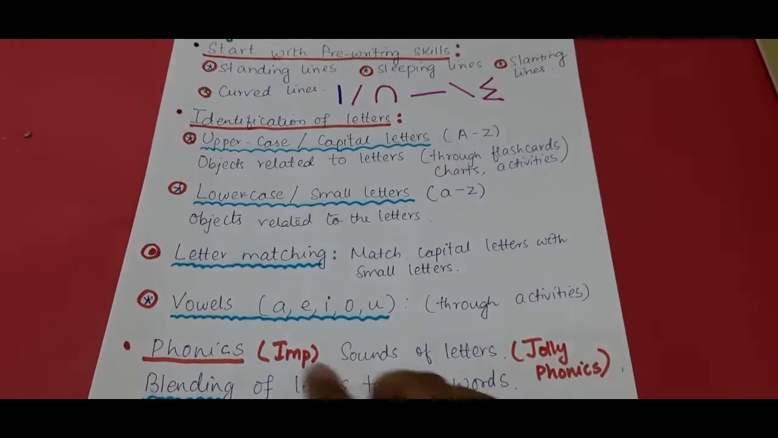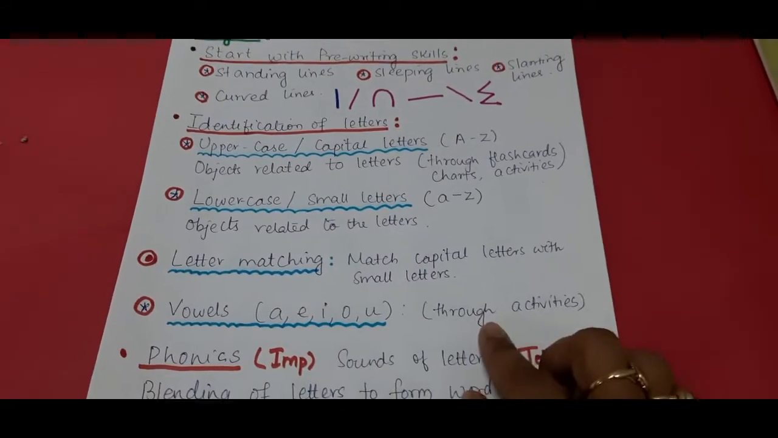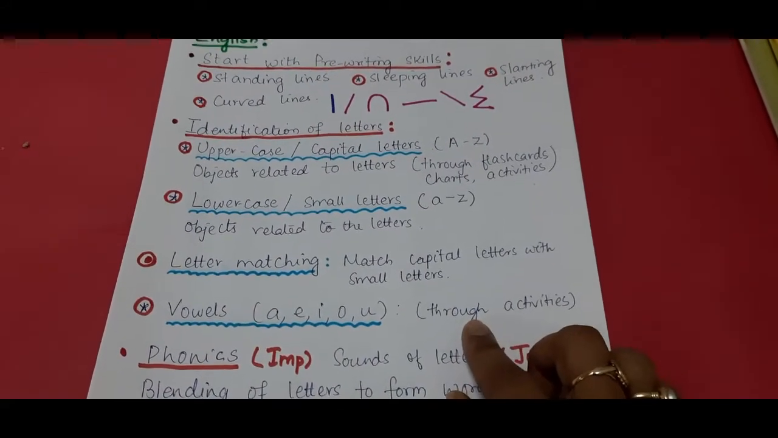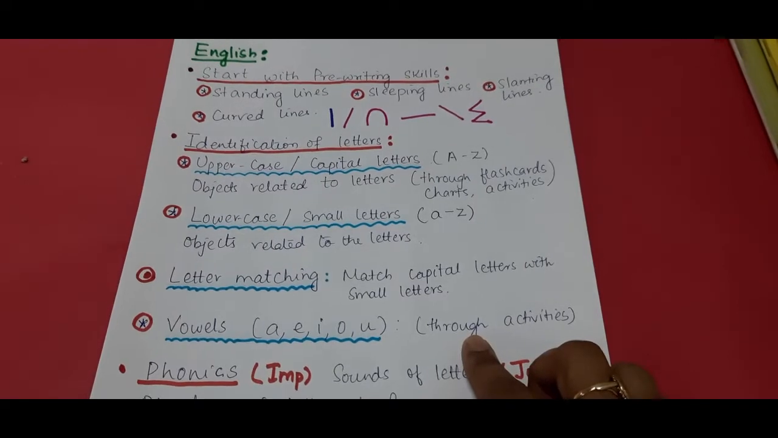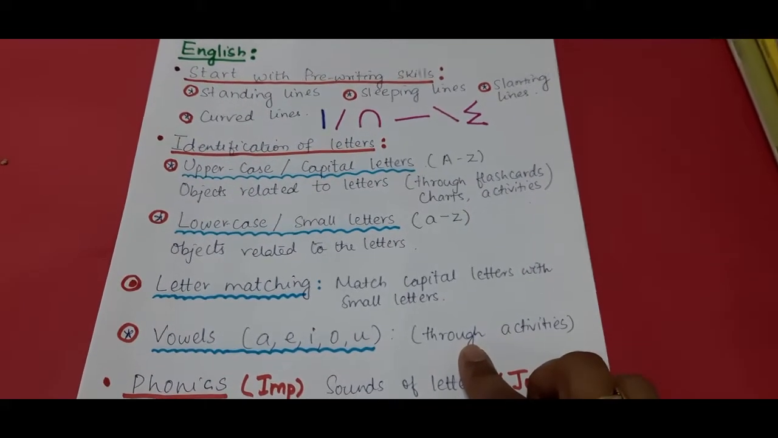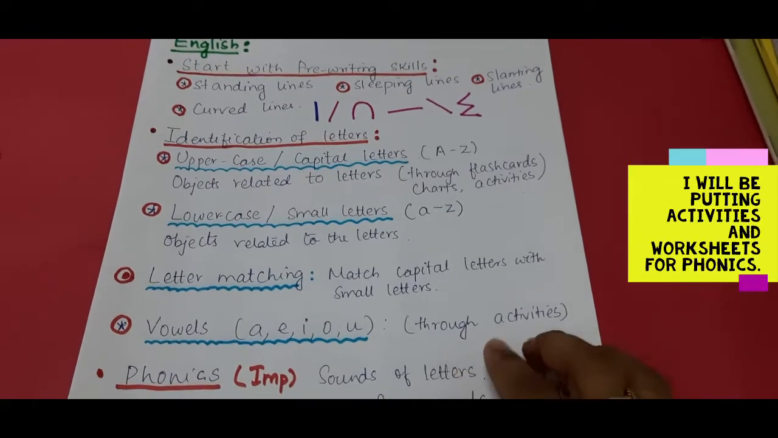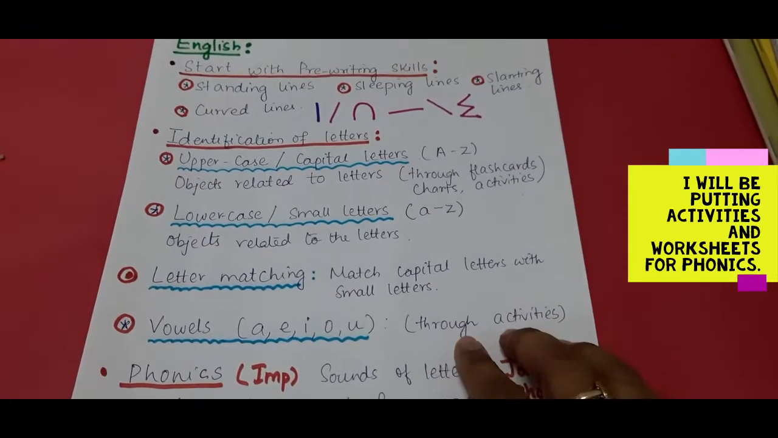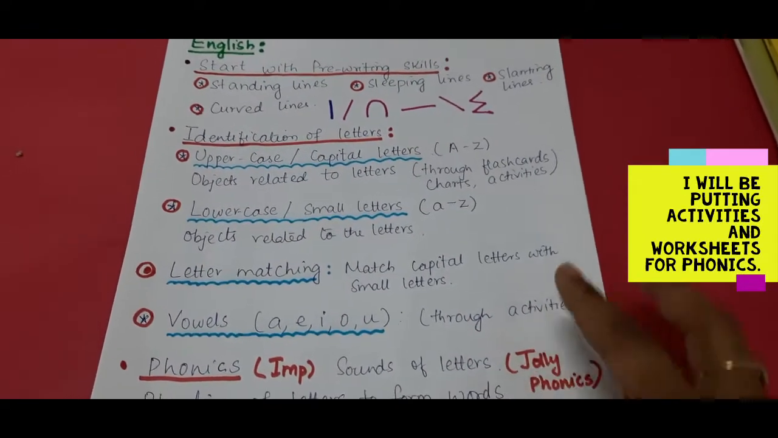Now next is vowels. We have to teach this. This is for LKG basically. In nursery, we don't generally teach vowels, but we can start if we want to. So we have to tell them A, E, I, O, U are the 5 vowels through activities.